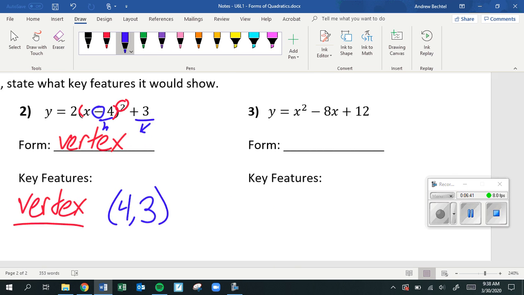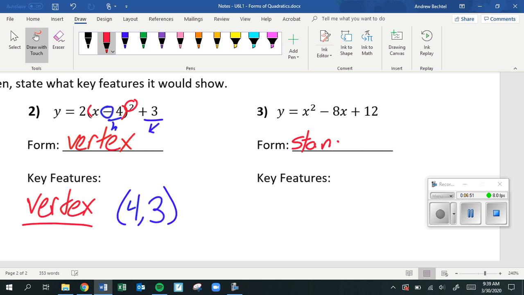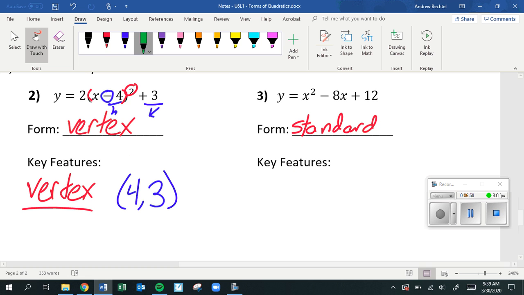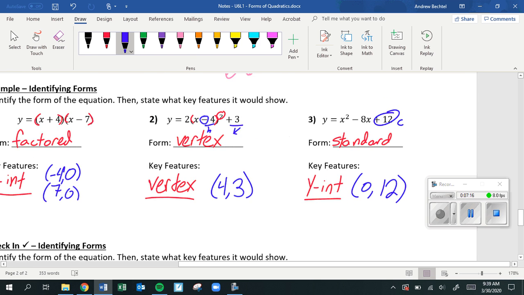Last example. Here we have y equals x squared minus 8x plus 12. That is a trinomial, and it's in standard form, both in the standard form of a polynomial and in the sense that that is the name of this form. It's standard. The key feature that we can find is the y-intercept. We'll call that y-int. And again, that comes from the c value here at the end. So you could just say 12. But the proper format is an ordered pair. It would be 0, 12.